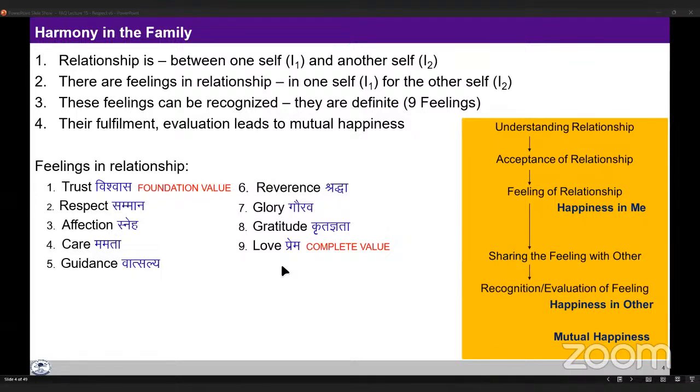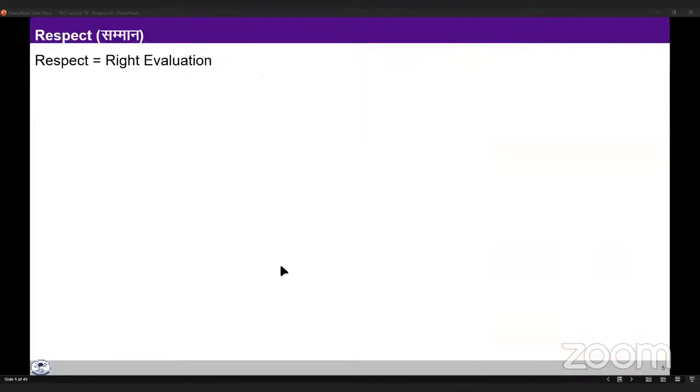So when we say respect, what comes to our minds when we generally hear this word, respect? Where do we place it? Respect is, this person is a highly respected person.